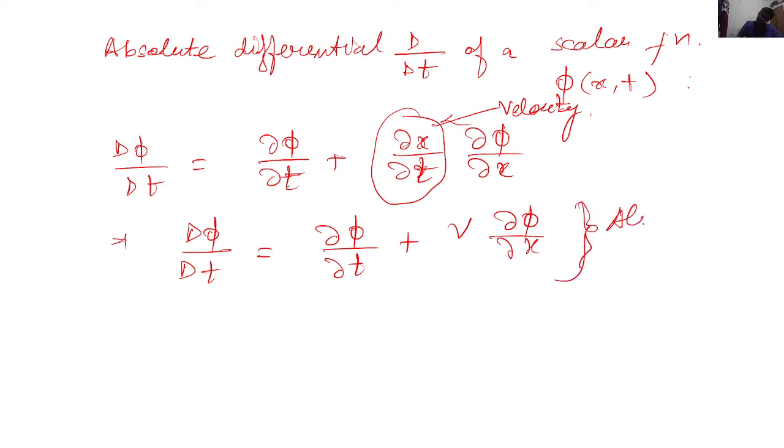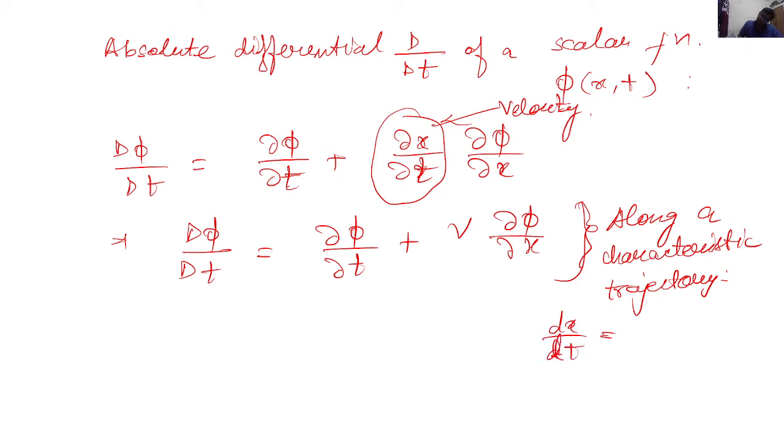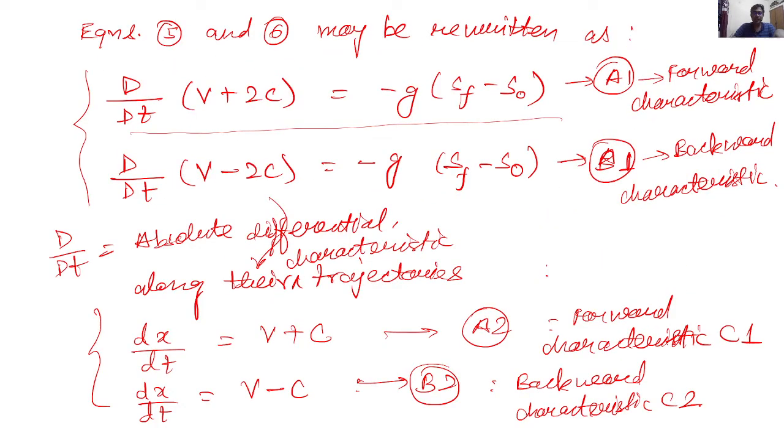and it would be along a characteristic trajectory dx by dt equal to v plus minus c, plus for the forward characteristic and minus for the negative or the backward characteristic. From this we basically arrived from the Saint-Venant equations to the four very interesting method of characteristics equations for an open channel.